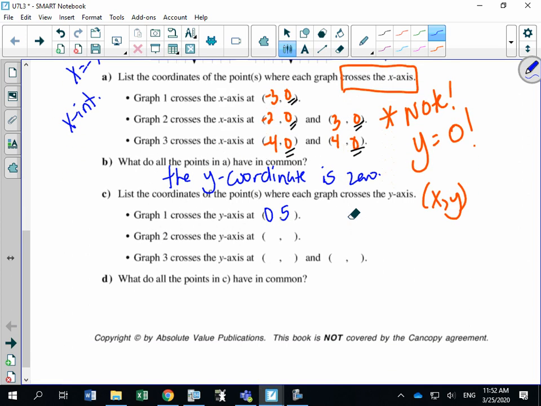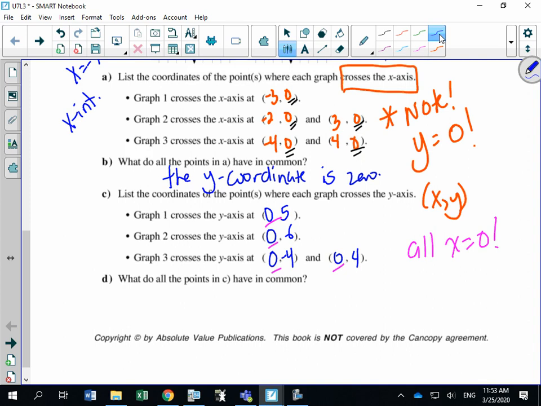Okay, the coordinates that you should have gotten: graph 2 crosses the y-axis at (0, 6). Graph 3 crosses the y-axis at (0, -4) and (0, 4). So what do we notice about all of the coordinates which have y-intercepts? All x values are 0.